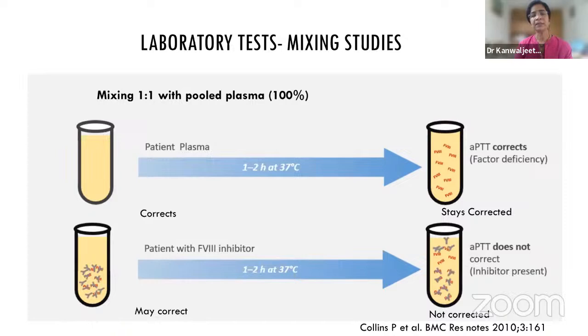When inhibitors are there, they are binding to factor 8, which is there in the circulation. We add more of factor 8 or 9 in the pooled plasma and we incubate. After incubation, we repeat the test and the APTT does not correct because the inhibitor is there in the plasma, and whatever factor 8 we have added is not enough to neutralize whatever inhibitors were there. So the APTT stays prolonged. If the APTT stays prolonged, probably we are not dealing with a deficiency and we need to look at a different cause. We'll come to that.